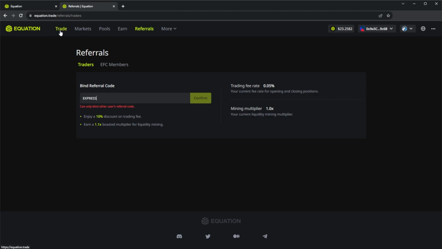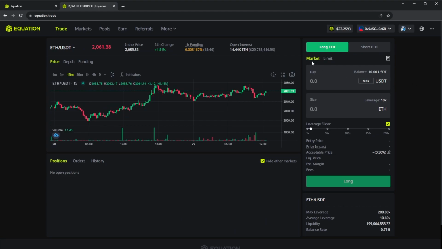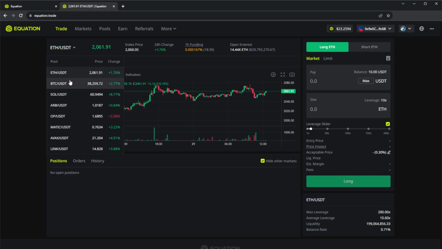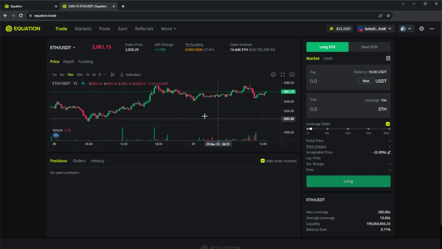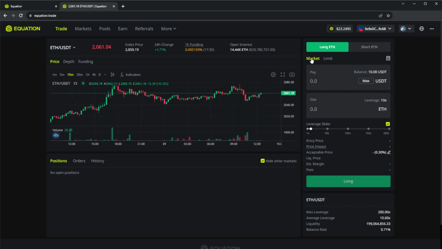So on Equation, again, we have many different features. You can trade, which here will allow you to long and short different tokens. These can be Ethereum, Bitcoin, Solana, ARB, OP, Matic, AVAX, and Link. So we can open a test position. Here I have 10 USDT. So on the right, we have market and limit orders. Again, if you are familiar with trading, you will understand these.